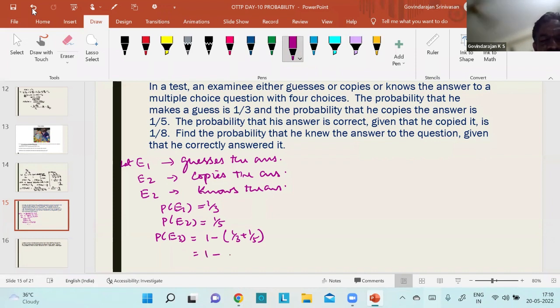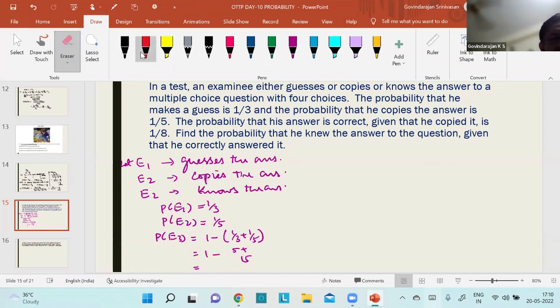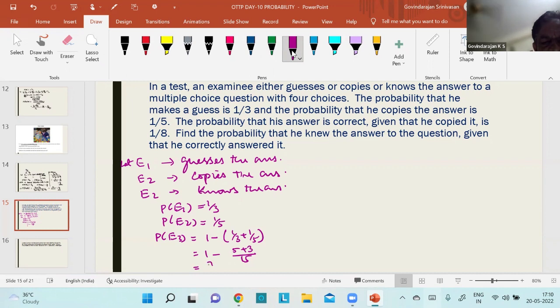Okay, 1 minus, taking 15 as the LCM, 5 plus 3, 8 by 15. So 1 minus 8 by 15 is 7 by 15. The probability of E3 is 7 by 15.